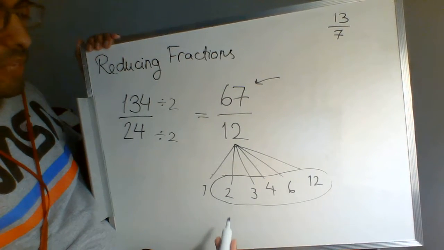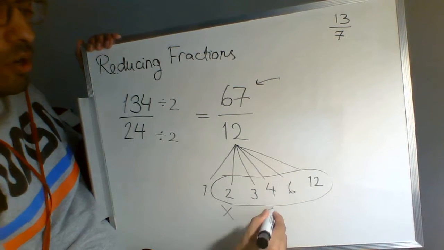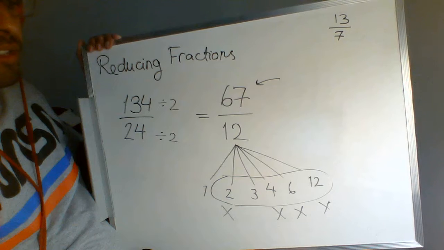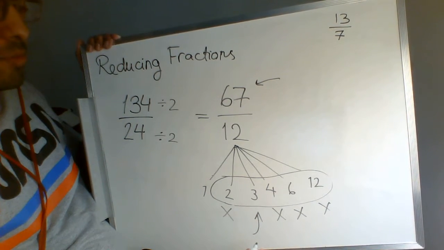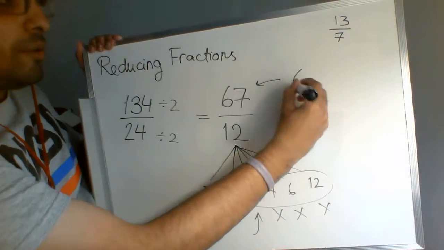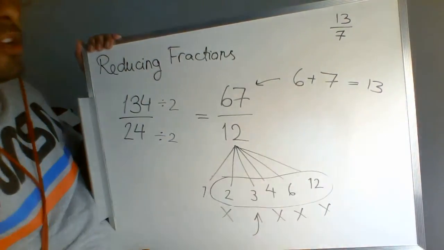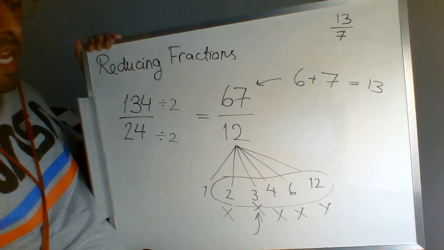Well, it's not divisible by 2. It's not an even number, so it's not divisible by 2, and that also means it's not divisible by 4 or 6 or 12, since they're also even numbers. So our only hope is, is it divisible by 3? And if you add those digits together, 6 plus 7 is going to give you 13, which is not divisible by 3. So it's not divisible by anything useful.